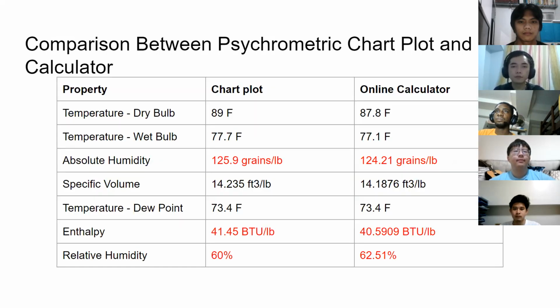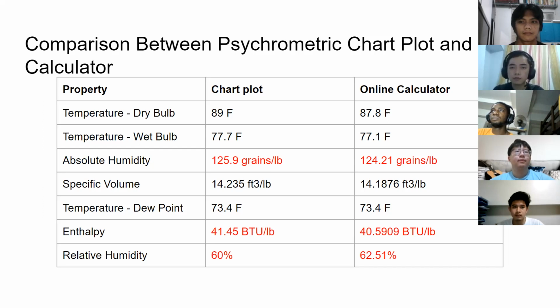Moving on, this is the final table of all of our results, showing all of the plotted values from the chart and also the values from the online calculator. The dry bulb temperature on the online calculator is the value that we did not take from the AccuWeather report, which is now being compared to the plotted values.